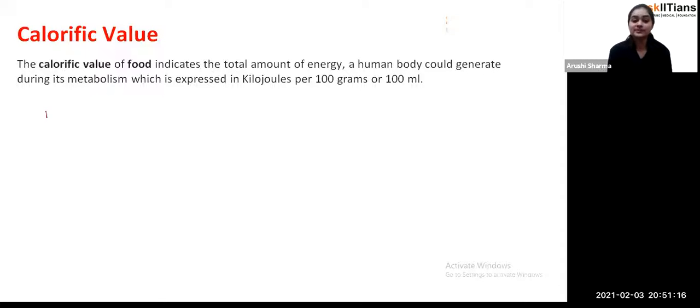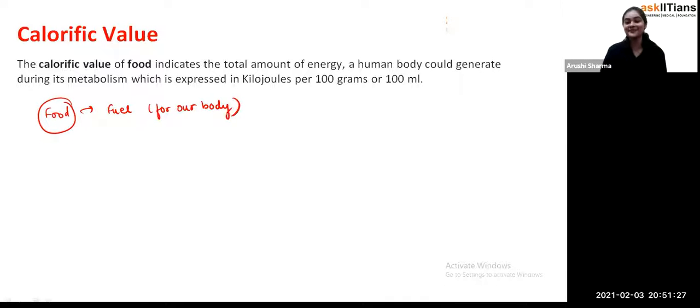Because what happens, student, is that the food acts as a fuel for our body. Why am I saying that food is acting as a fuel? Because after consuming the food we get energy from it, so that we can do our work. And the same thing other fuels do.